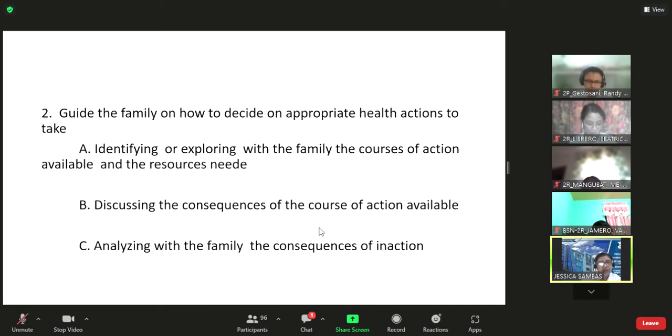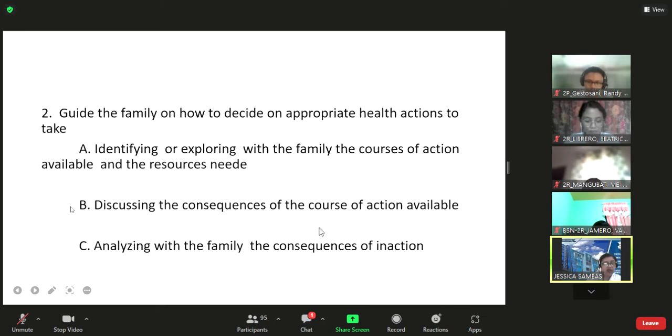So, yung mga ganon. You have to guide the family on how to decide on taking appropriate health actions. Letter A, identifying or exploring with the family the courses of action available and the resources needed. So, pwede, explore with the family their understanding regarding the present situation. Now, discuss the consequences of the course of action available.